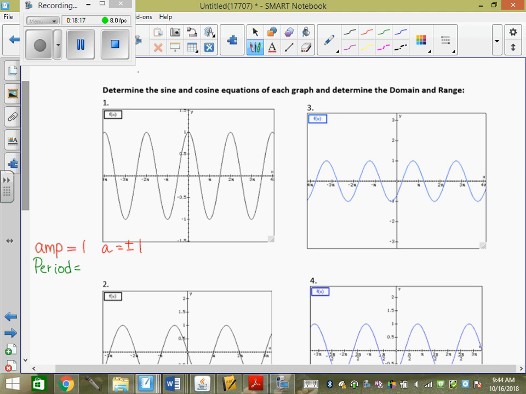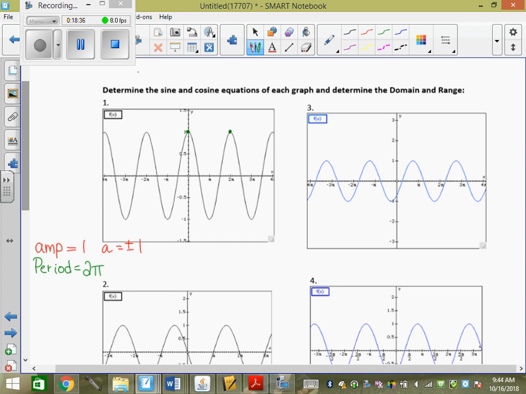I'm going to go from a max to a max just because the max is on the y-axis. So that's why I'm doing this. I could start from this x-intercept and go to the next one, but that would be harder because of the ticks, right? So from a max to a max, what's the period of this graph? 2 pi.